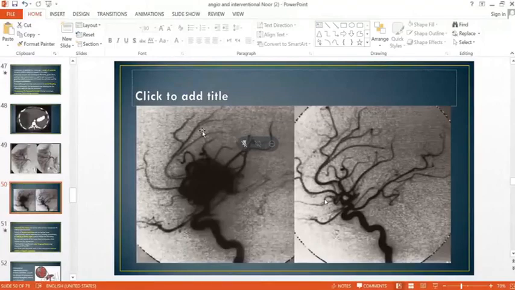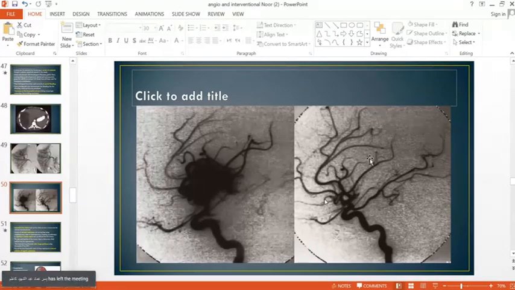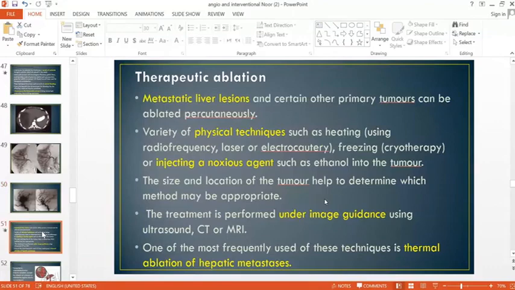And this is an image showing an aneurysm of the intracranial arteries before embolization, and this DSA image showing the disappearance of the aneurysm after embolization by coils.